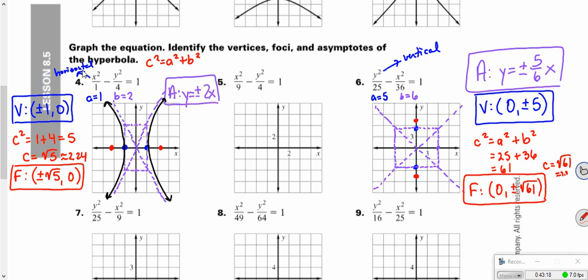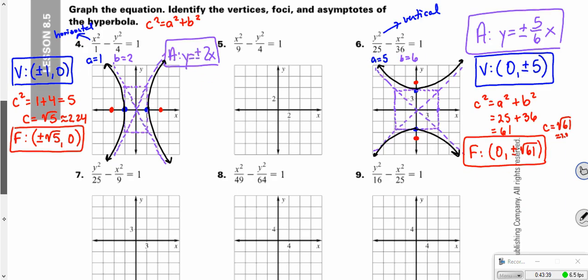And then graph the branches of your hyperbola. Again, they hug the asymptotes. This one again is vertical because it started with y squared. Let's go down here.